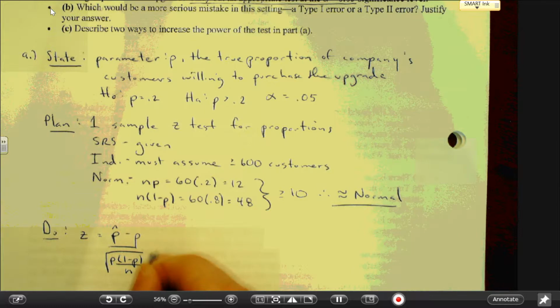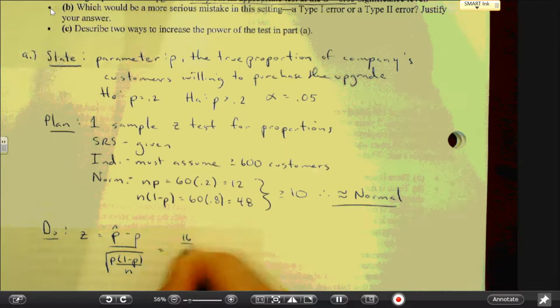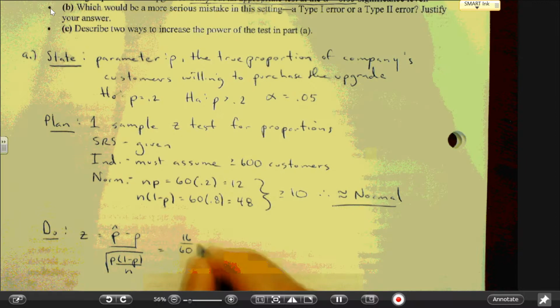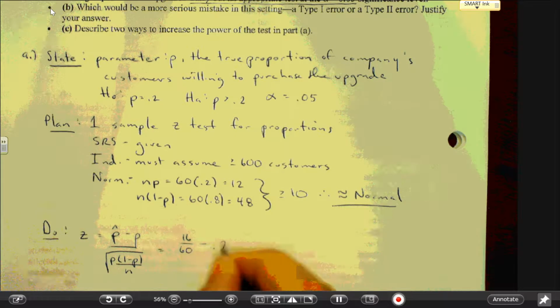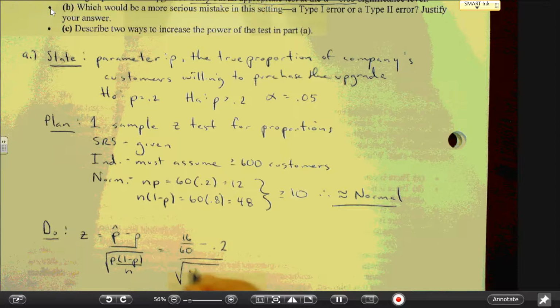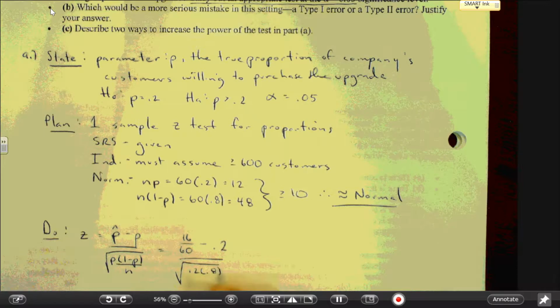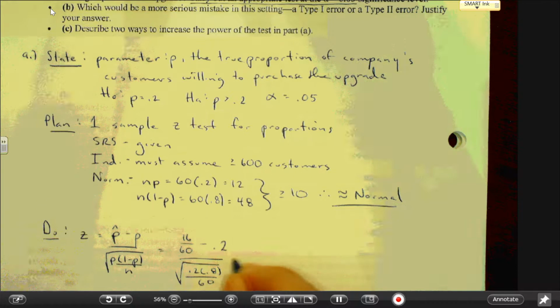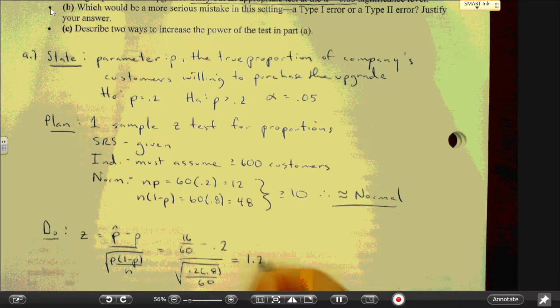And when we plug in, we have 16 over 60. That's the p hat that we found and that was given to us in the original problem. The claimed p is 0.2, divided by the square root of 0.2 times 0.8 over 60, just filling in there, and we get a value of about 1.291.